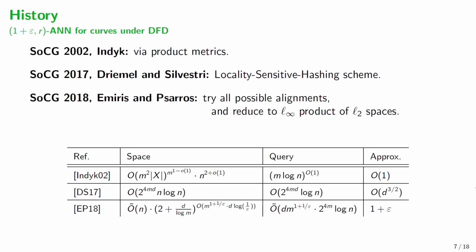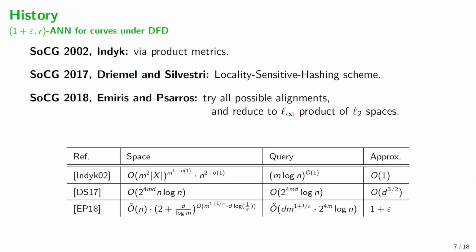A year later, Emiris and Psarros managed to obtain a 1 plus epsilon approximation factor. Their idea was to try all the possible alignments, which is why the query time is still exponential. Once the alignment is fixed, the problem can be reduced to the near neighbor problem for points in L-infinity product of L2 spaces.